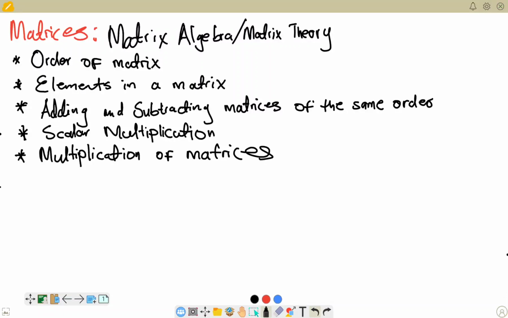Hello and welcome. In today's lesson, we are going to look at matrices. It is also known as matrix algebra or matrix theory. So we are going to look at the order of a matrix. We are going to look at the elements in a matrix. We are going to look at how to add and subtract matrices of the same order. And then we are going to look at something known as scalar multiplication. And then lastly, we will look at multiplication of matrices.